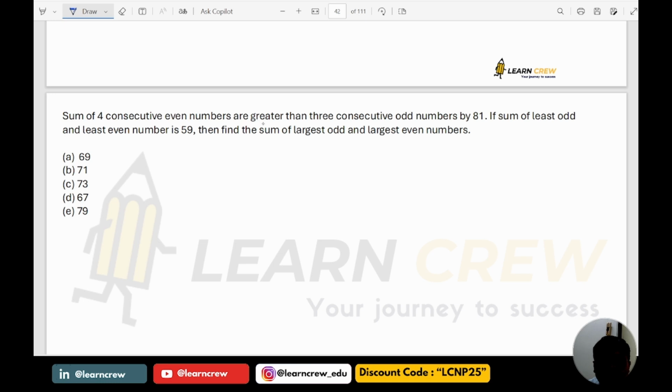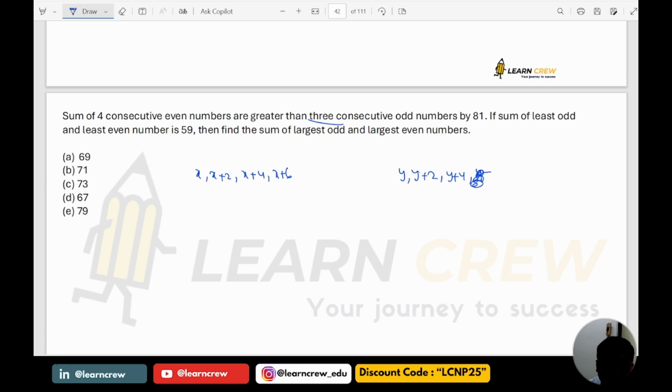Now, the sum of 4 consecutive even numbers is greater than the sum of 3 consecutive odd numbers by 81. The sum of the least odd number and the least even number is 59. Find the sum of the largest odd and largest even numbers. So x plus 2, x plus 4, x plus 6 are consecutive even numbers, and y plus 2, y plus 4 are consecutive odd numbers.